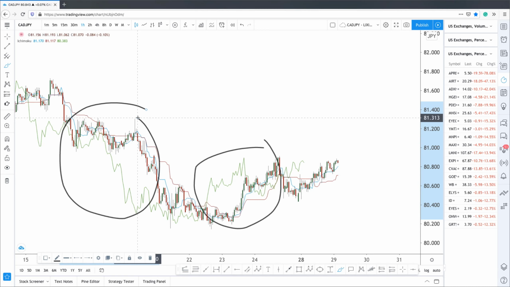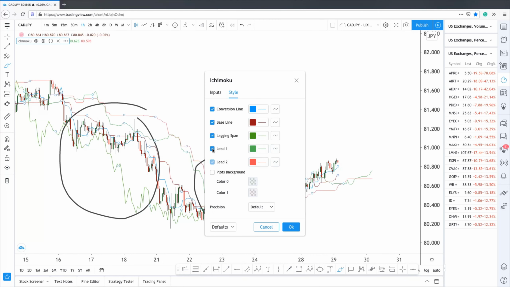So this is the fifth, the last component that we covered, which was the one that I told you guys was slightly more counterintuitive. Okay, so this is the Chikou span, which is the lagging span. We also have Lead 1 and Lead 2. So Lead 1 is your Span A, and Lead 2 is your Span B.